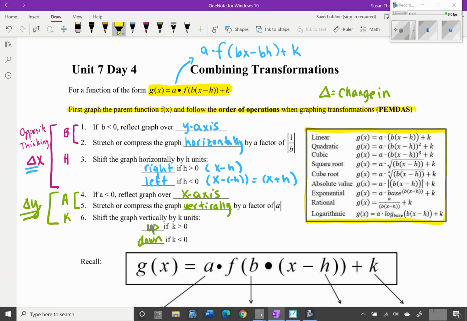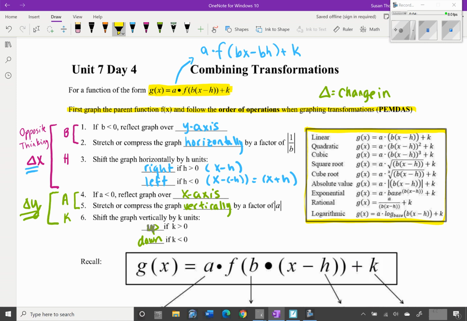If you look at the square root function, you can see that the b and the h are underneath the square root. Same thing with the cube root, and also on the inside of the absolute value bars. So those would be your horizontal movements, and on the outside is going to be your vertical. Exponential, the exponent, the b and the h are with that. A and k are on the outside. Rational would be in the numerator on the outside for your vertical movements, and notice b and h are in the denominator with x. And logarithmic, your vertical movements are on the outside of the log, and your horizontal movements are on the inside.